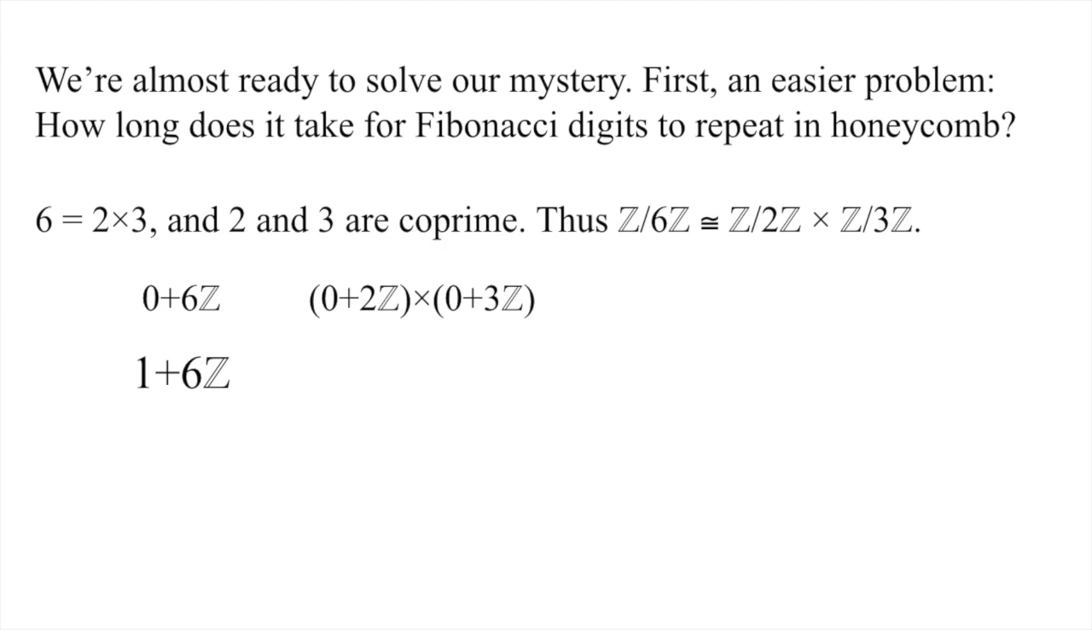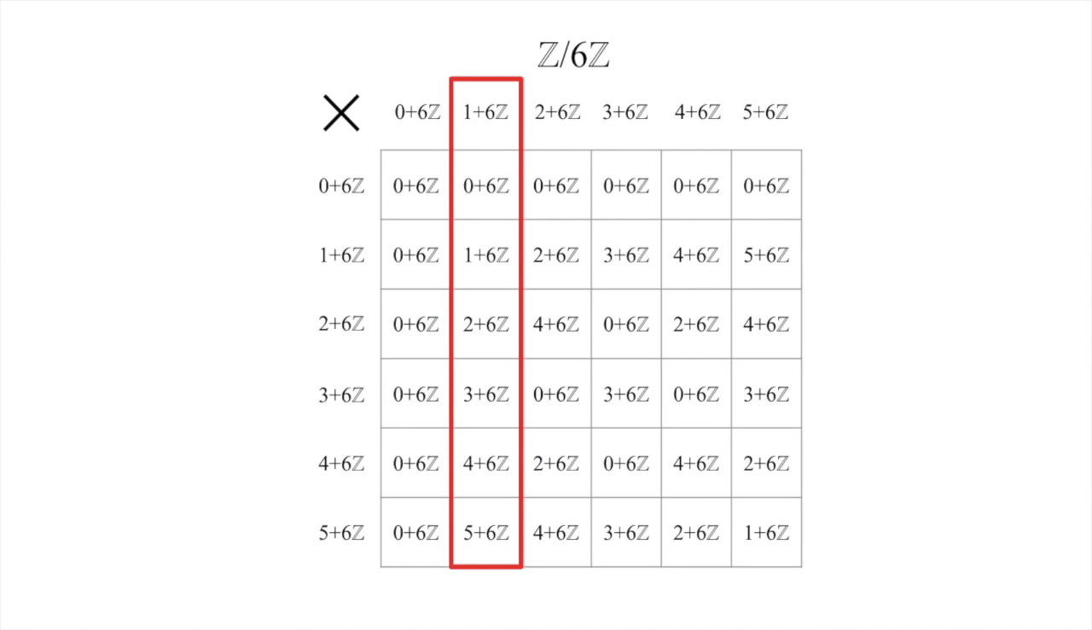The next number is 1, and again we ask the question, what element of the product does this correspond to? This time, of course, we have the 1 of the ring, that is, the thing which leaves everything else unchanged when multiplying.